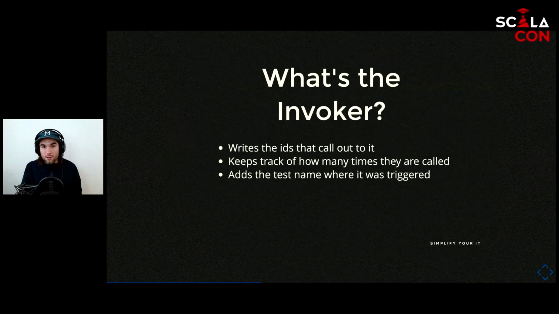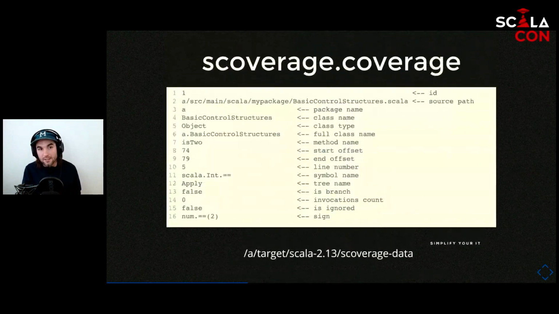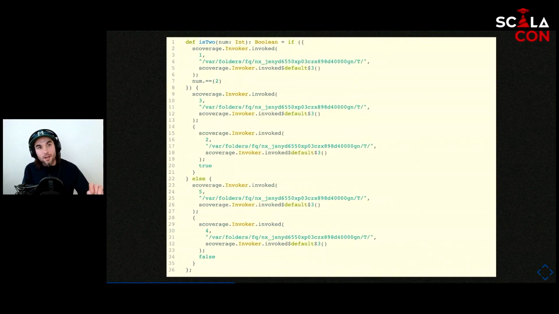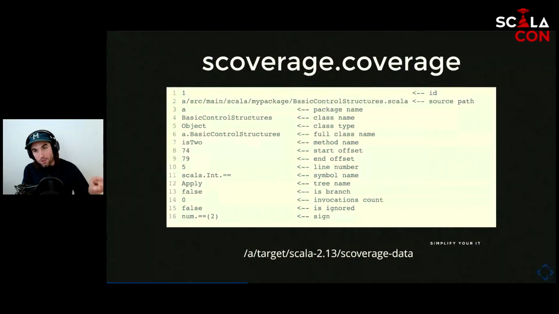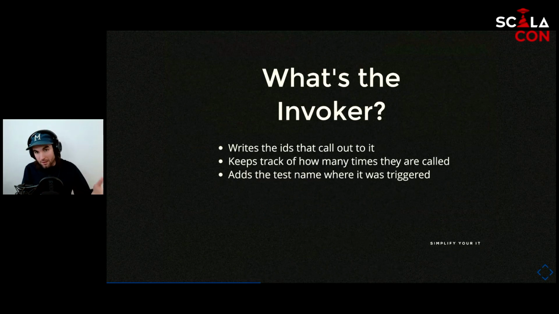You may be wondering at this point, because I said invoker a couple different times, what is an invoker? An invoker is something that basically writes the IDs that call out to it, keeps track of how many times they are called, and can also add the test name where it was triggered. And what I mean by IDs, again, is if we go all the way back over here, every one of these has an ID that corresponds to the ID located in the first part of this. When this is actually triggered, the invoker writes that out.